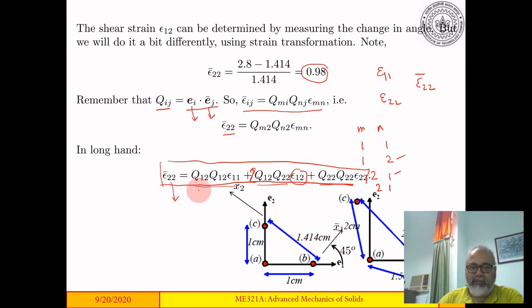I have this information. I have information about this. I have information about this. And of course, I know the Q1 to Q2 and so on. I know the whole Q matrix because I have done the coordinate transformation. I know it's a 45-degree transformation. So it's 1 by root 2, 1 by root 2, minus 1 by root 2, 1 by root 2 kind of a matrix. So use that information and we can get epsilon 1 2 out.